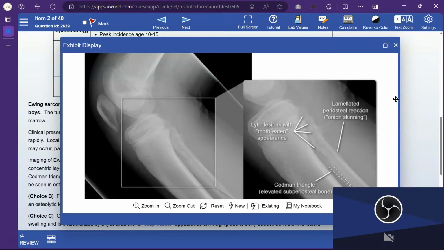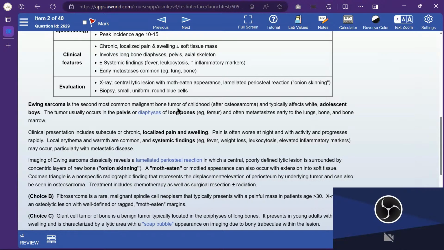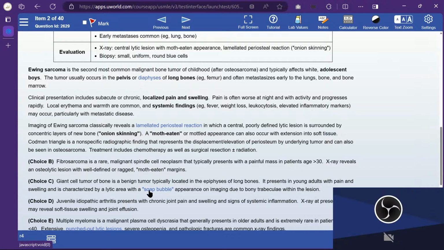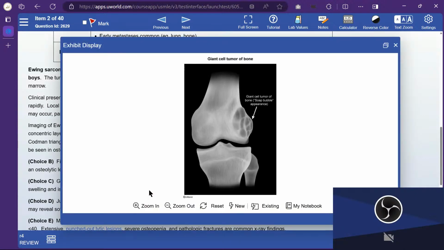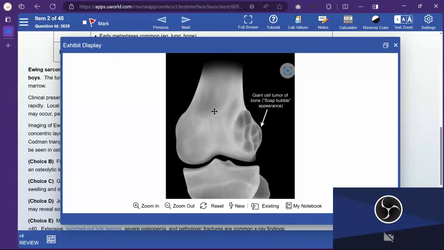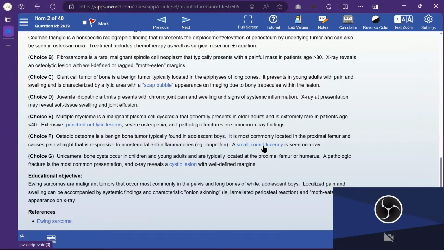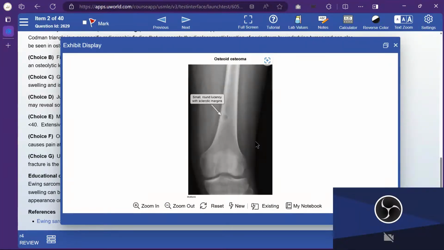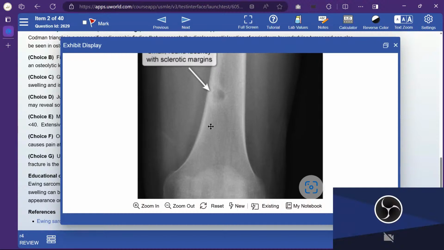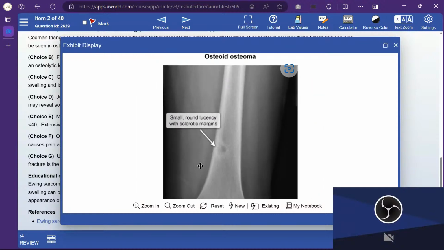There is a Codman triangle, elevated subperiosteal bone. Soap bubble appearance, giant cell tumor, eccentric, expansile. Also in the epiphyseal area, this soap bubble appearance happens in the giant cell tumor. Small round lucencies are seen in osteoid osteoma; you should see the small round lucencies.